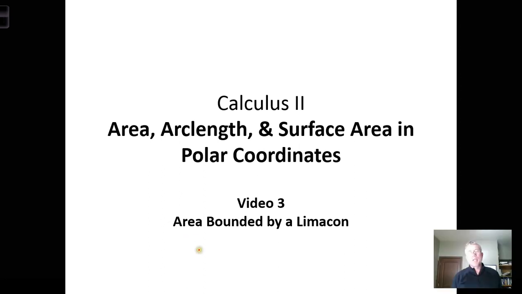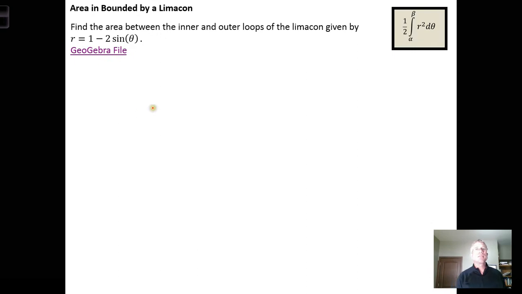So in this video we're going to look at finding area bounded by a limaçon. And the limaçon that we're going to be interested in is the one whose polar equation is radius equals 1 minus 2 times the sine of theta. And we're going to be asked to find the area between the inner and outer loops of the limaçon.